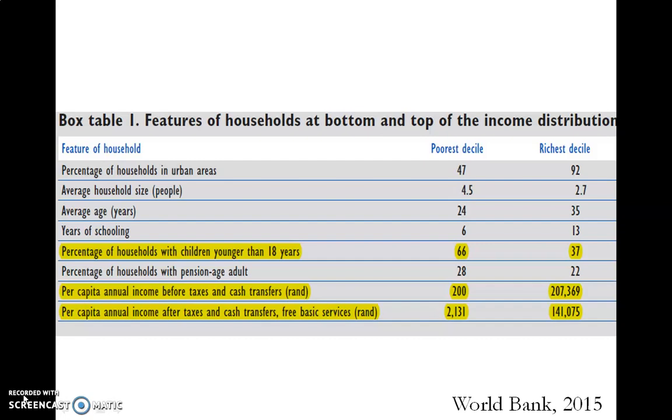And if you look at this per capita annual income after taxes and the addition of cash transfers, etc., you can see a clear increase in the secondary income for the poorest decile, while if you look at the richest decile, you'll see their secondary income has decreased compared to the primary income. Why do you think that is the case? If you guessed taxes, you are 100% correct.